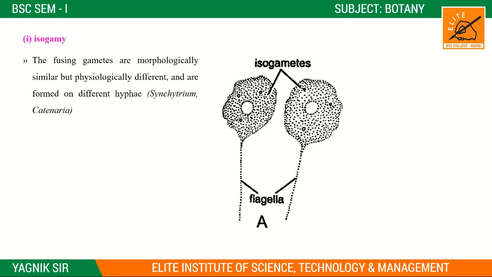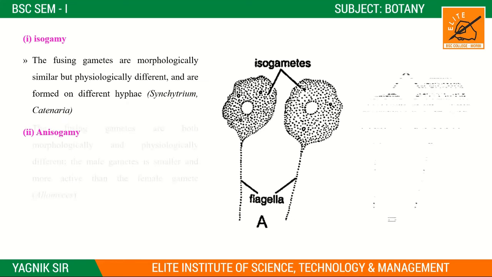And in this image you can see they are morphologically similar, but the physiological processes and all the mechanisms are different from each other. Some examples of isogamy are Syncephalis and Catenaria, right?